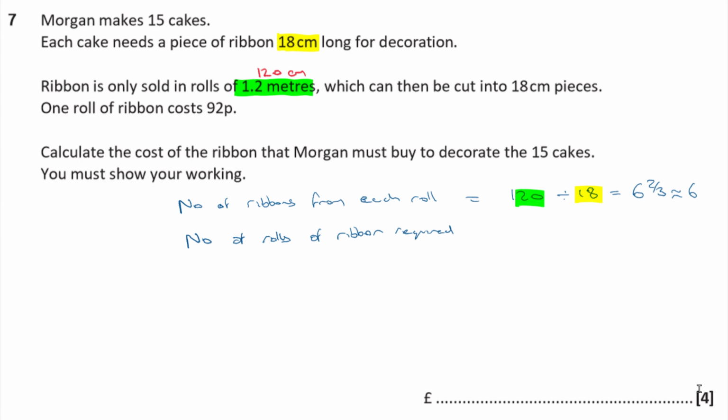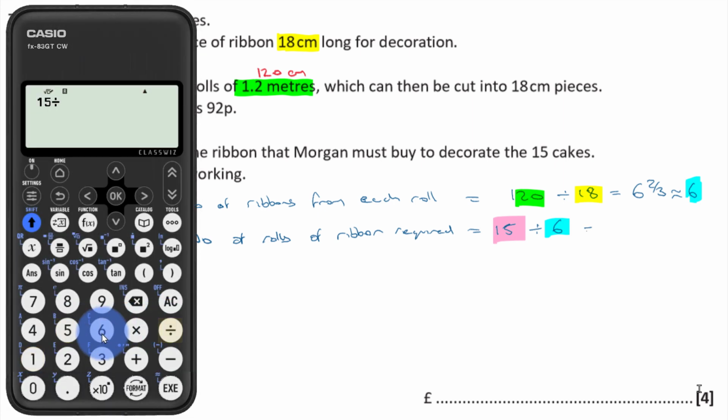Okay, so the number of rolls required then, so we know now that we can get 6 bits of ribbon out of each roll, and we know that we require 15 altogether, because we've got 15 cakes. So how many rolls do we need? So if we take our 15 cakes and we divide it by the 6 ribbons per roll, then that is going to tell me how many rolls I need to purchase. Okay, so then 15 divided by 6, that comes out to be 2.5, doesn't it?